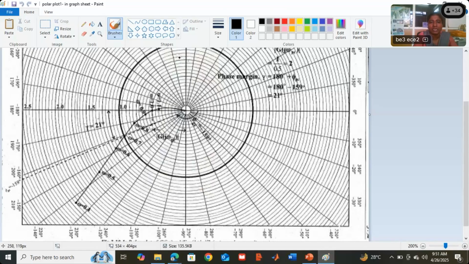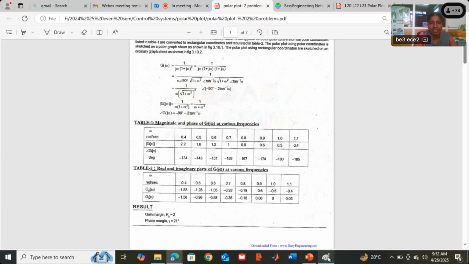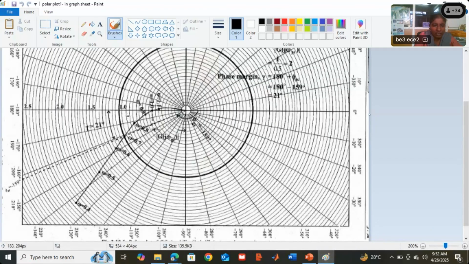This dark circle is 1.0 radius. Then they have written here 1.5 on the left side, 2.0, 2.5. So 2.2 is covered in the tabular column, 2.2 is covered in the graph sheet, and 1.0 is covered by the unity circle. Inside 1.0 you will have 0.8, 0.6, 0.5, 0.4. Now here you can see some values are written.